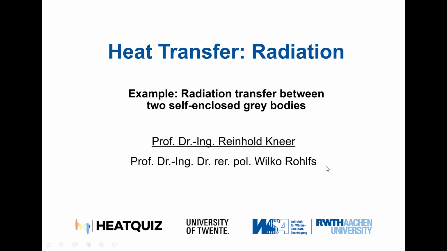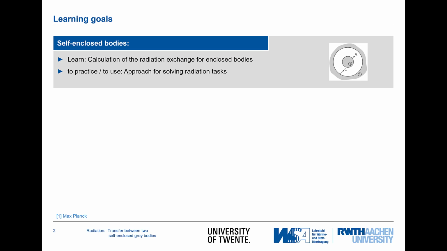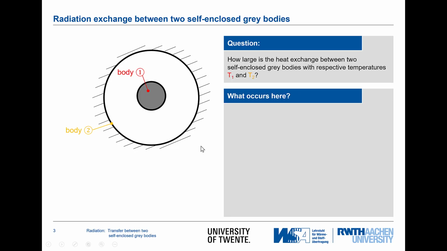Here's another example for radiation transfer, and this is concerning the transfer between self-enclosed gray bodies. Gray just to make it easier, and self-enclosed, you see here a sketch. Technical realization would be one tube running in another tube. And what you should learn is how to put up the balance and to solve finally to determine the radiative exchange. Let's start with the problem definition.